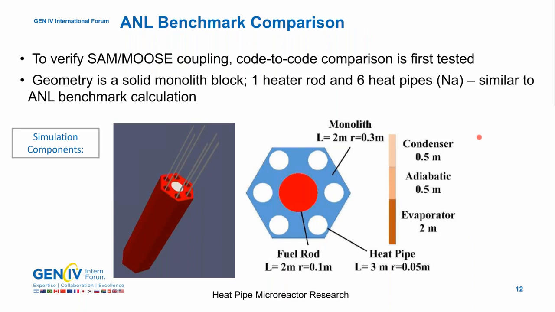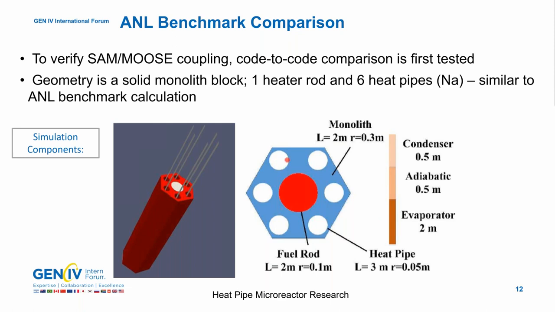And here is the benchmark example problem provided by Argonne National Lab. At this moment, since we don't have any published experiment data, we have to do a code-to-code benchmark comparison to check our calculation result. As we can see from the left figure, the red block is the monolith, and the internal cylinder is the fuel. There are six heat pipes inserted into the monolith. And the right figure is a cross section from the top view.